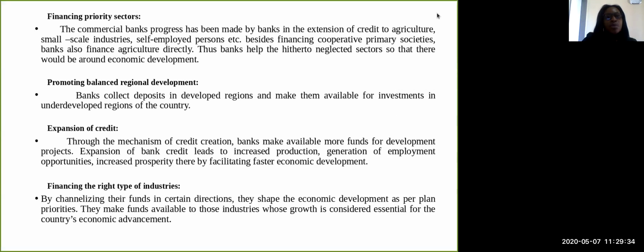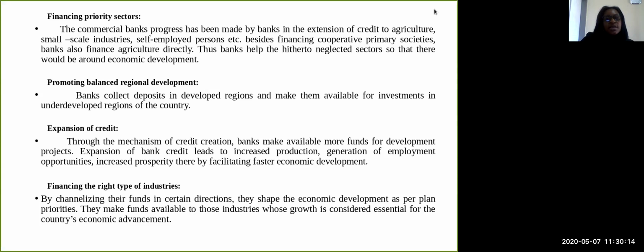The next is promoting balanced regional development. Banks collect deposits in developed regions and make them available for investments in underdeveloped regions of the country. So, for example, if Lusaka is more developed than the Copper Belt, banks will ensure that they collect as much deposits as they can in Lusaka and make them available in the Copper Belt, which is less developed than Lusaka, so that the economy can develop well.